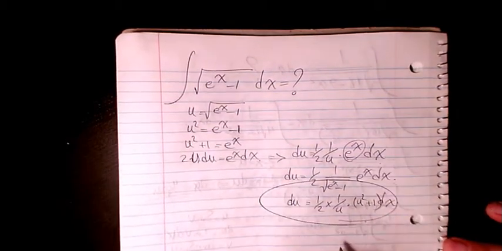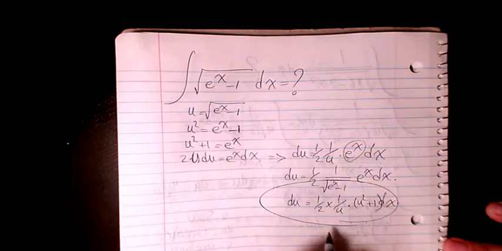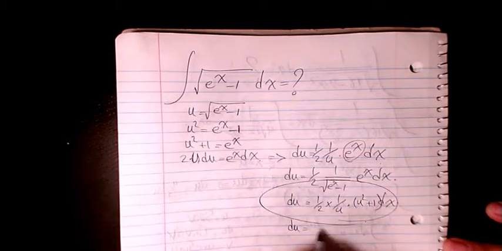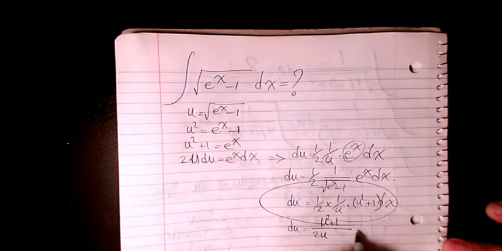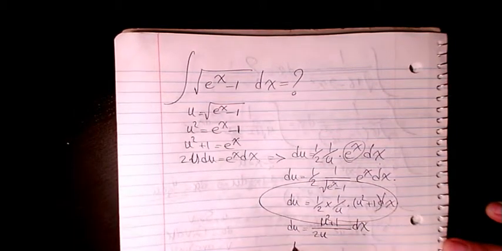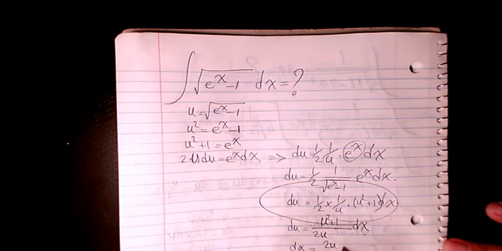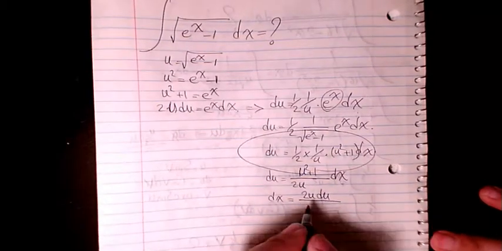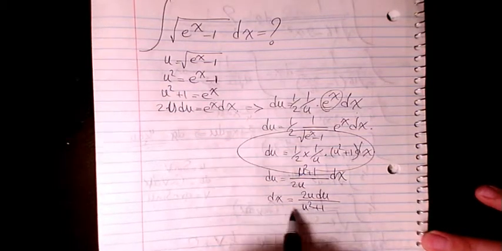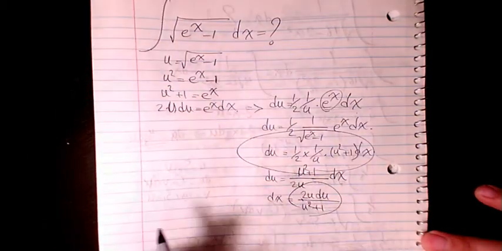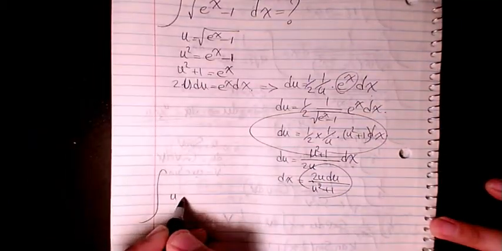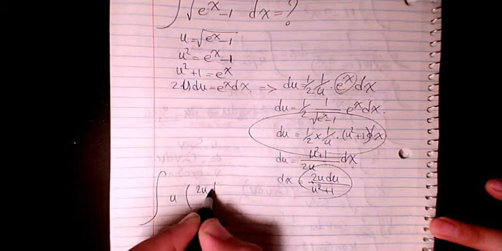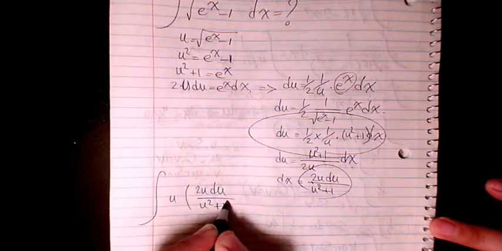So now what we have here is du equals 1 over 2u times u squared plus 1 dx. So dx will be 2u du divided by u squared plus 1. Instead of dx, I can put this expression. So the whole thing is going to be u times 2u du divided by u squared plus 1.